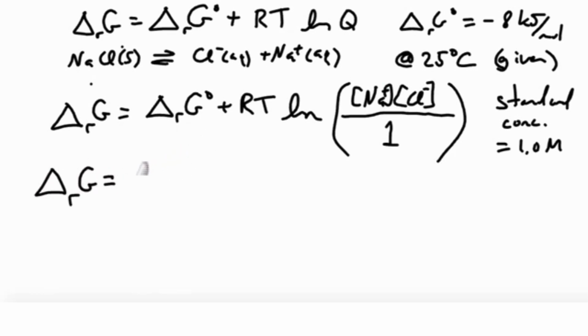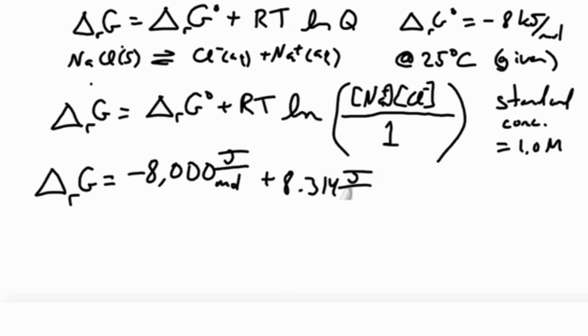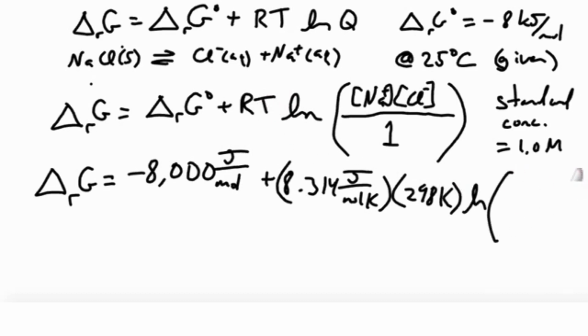So we said delta G standard was negative 8,000 joules per mole. And of course, this is an opportunity to make a mistake because this is going to come out to joules, and so if this is in kilojoules, you'd better convert it first. Okay, and then R, 8.314 joules per mole per Kelvin, times T, which we said was 298 kelvins. So remember in thermodynamics, whenever it's not a temperature difference, but an absolute temperature, you've got to use kelvins and not degrees C. All right, then we take the logarithm, and we have the concentration of sodium.